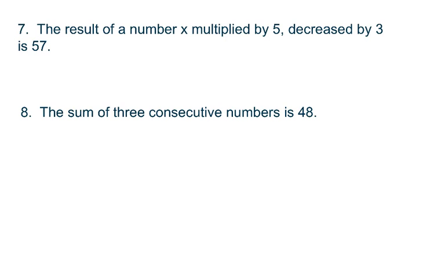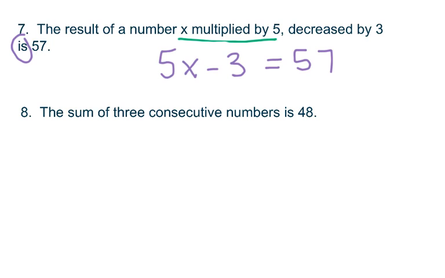Okay, so a number x multiplied by 5. Now, we don't want to write it that way. Multiplication is commutative, so we're just going to write 5x. So this means 5 times x. Now it's decreased by 3. Here's the word is, 57. And that's your answer. Okay?